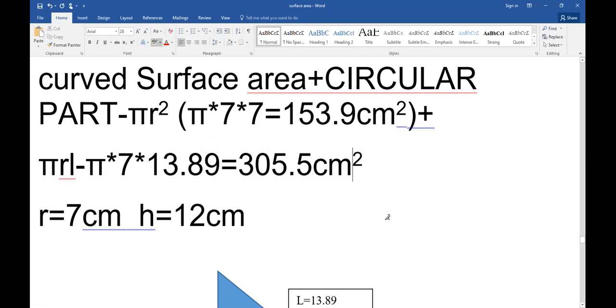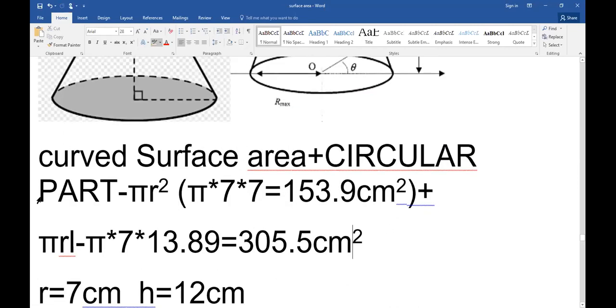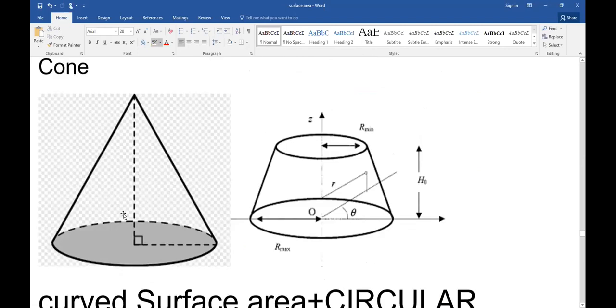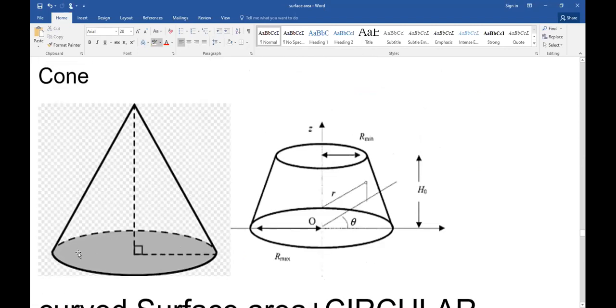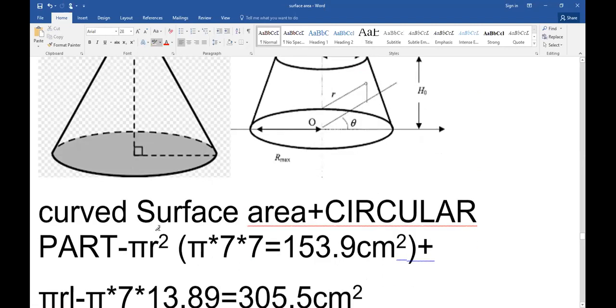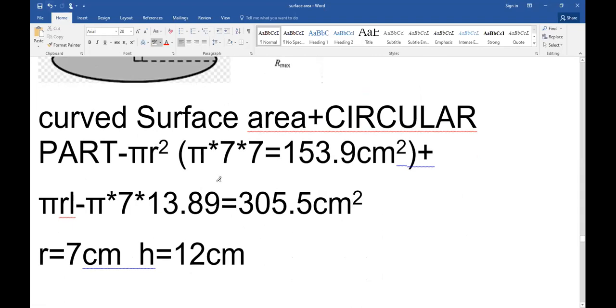So that one is the curved surface area now. So to find the surface area of a cone, you have the curved surface area plus the area of the circular bottom. The area of the circle is pi r squared, which we got as 153.9 centimeters squared. Pi r l is the curved surface area, which is 305. So pi times r times l.